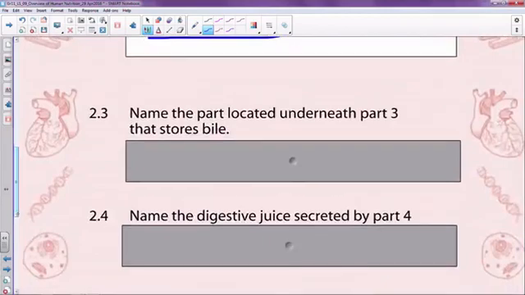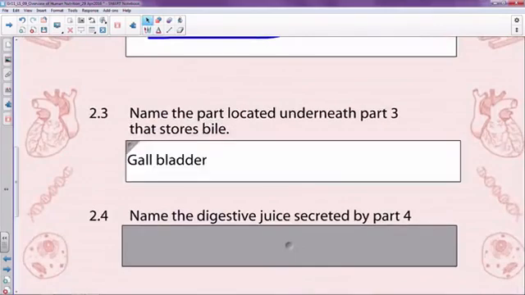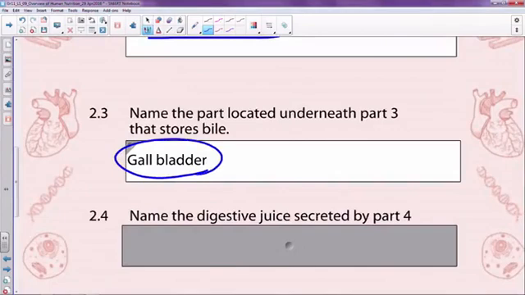2.3. Name the part located underneath part 3 that stores bile. So here we're looking at underneath part 3, what stores bile? And that's essentially the gallbladder. So when we look at the gallbladder, it's the gland that is situated just below the stomach and the small intestine here, and that is what stores the bile.